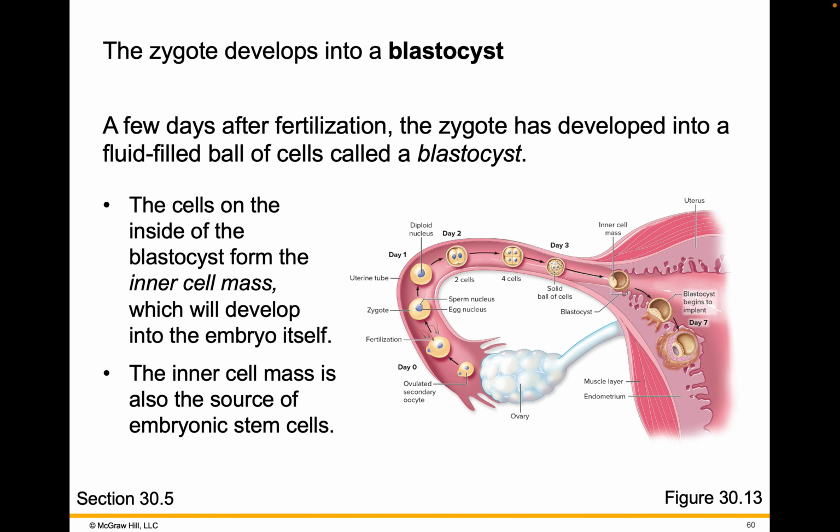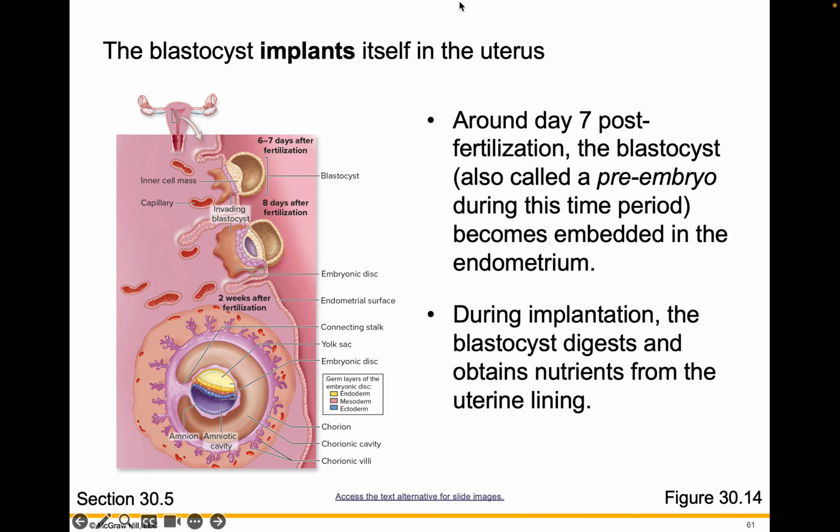The zygote develops into a blastocyst. So a few days after fertilization, the zygote has developed into a fluid-filled ball of cells called a blastocyst. The cells on the inside of the blastocyst form the inner cell mass, which will develop into the embryo itself. The inner cell mass is also the source of embryonic stem cells. These are cells that are undifferentiated. They could become any kind of cell that the body will need. The blastocyst implants itself in the uterus. Around day 7 post-fertilization, the blastocyst, also called a pre-embryo during this time period, becomes embedded in the endometrium. During implantation, the blastocyst digests and obtains nutrients from the uterine lining, from the endometrium itself.